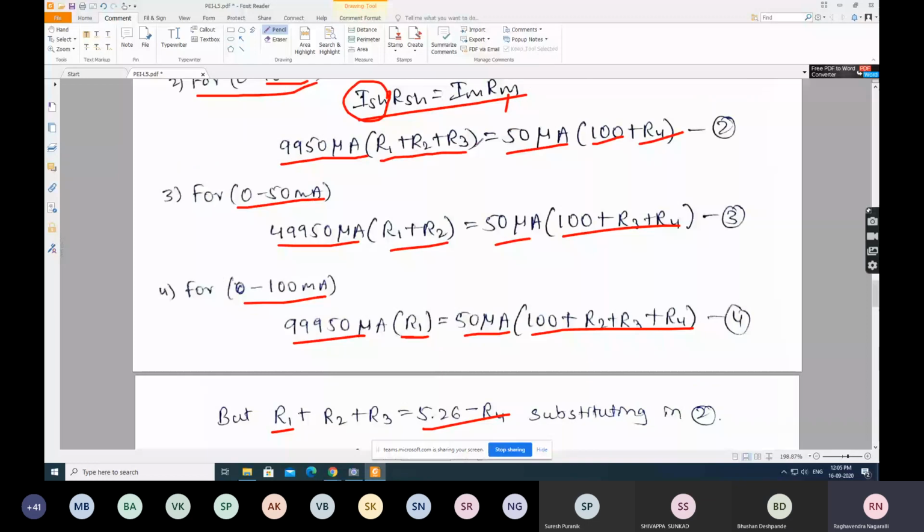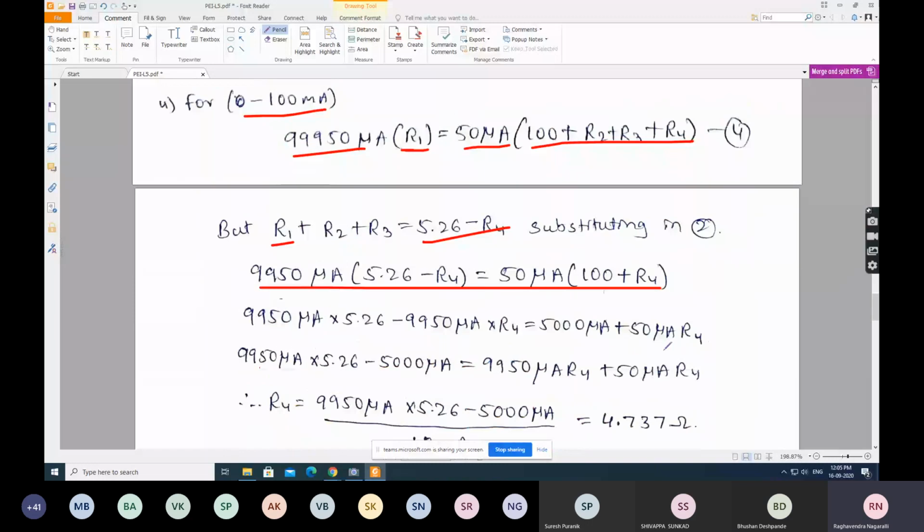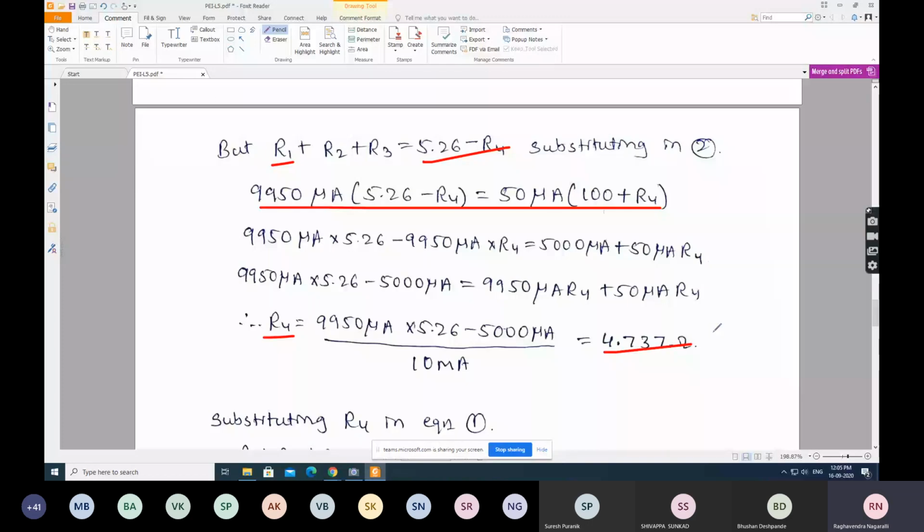In R1 plus R2 plus R3, here we will substitute R4, 5.26 minus R4 in this place. So what you will get? So this is the equation. So from this equation, when you solve this, you will get the R4 value, that is 4.737 ohm.